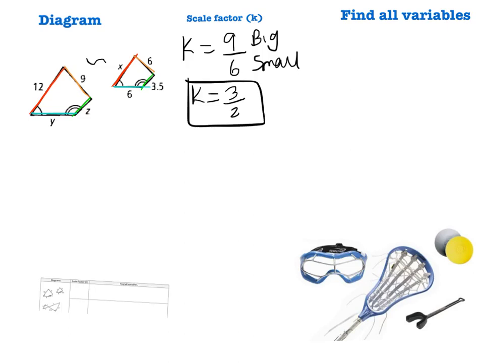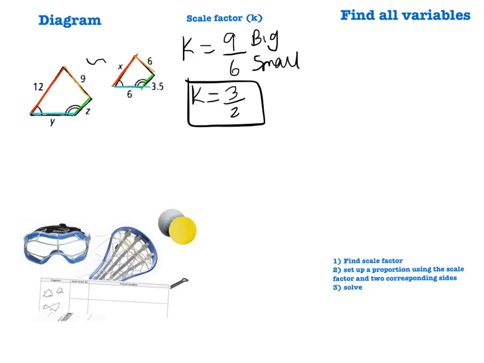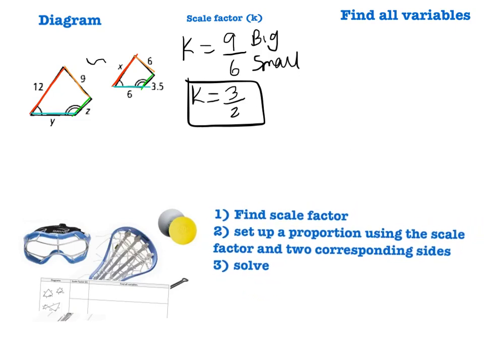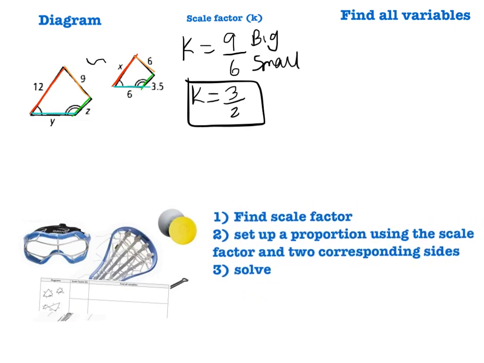Now, how are we going to find those variables? One thing that was suggested to me is that I have more steps. So for finding the variables, here's some things that I would do first. First, you need to find the scale factor because you need the scale factor to set up a proportion. Now on the proportion, remember proportion is two ratios equal to each other. So that means that one of them will be the scale factors equaling another fraction, another ratio.